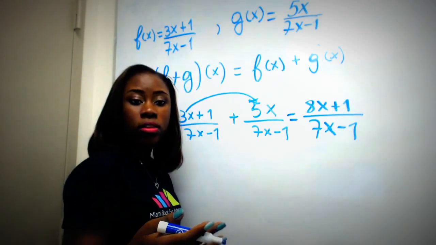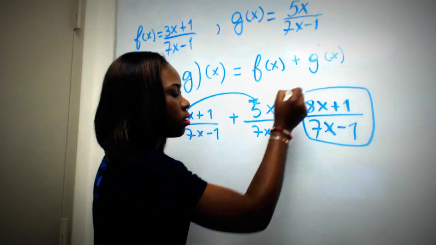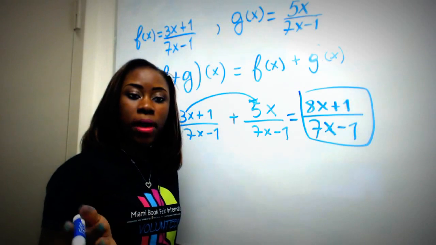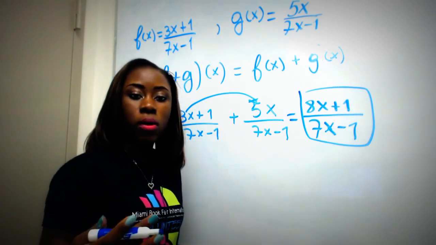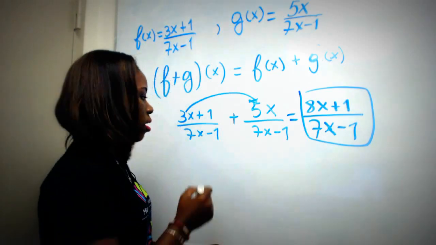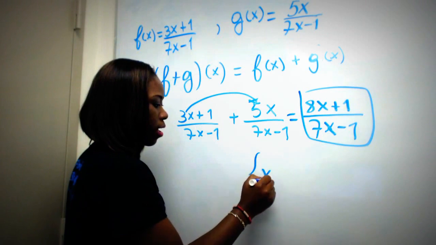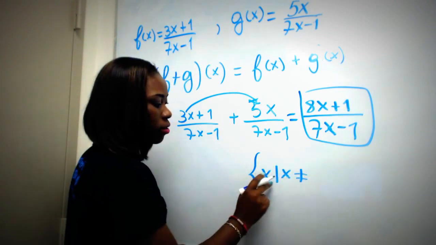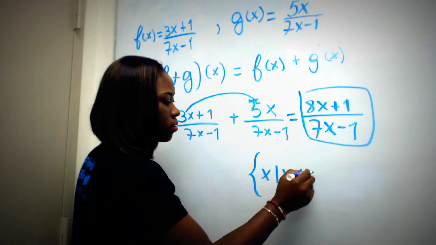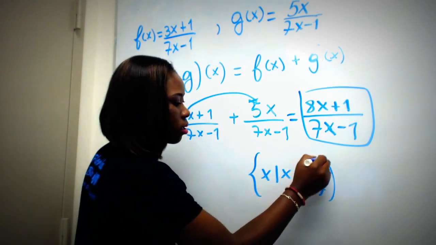And I was asked to find the domain of this function. As I explained in my last video, I already said what the domain is, so I'm just gonna go and solve it. The domain of this function would be all the values for x except for x different from 1 over 7.